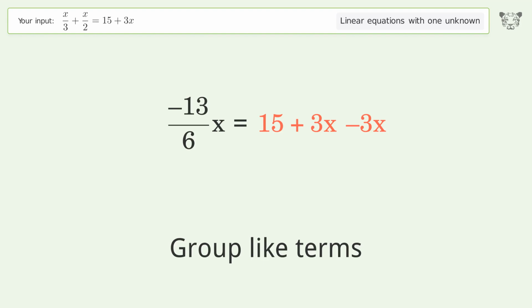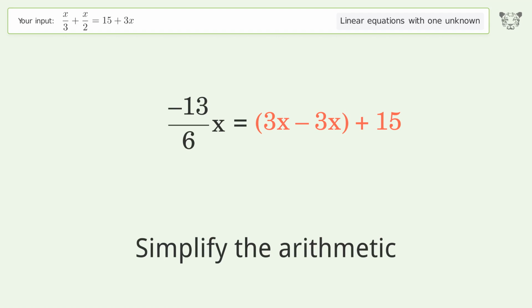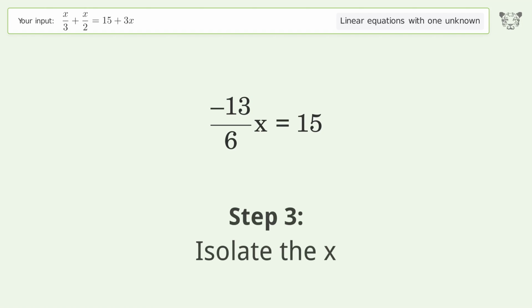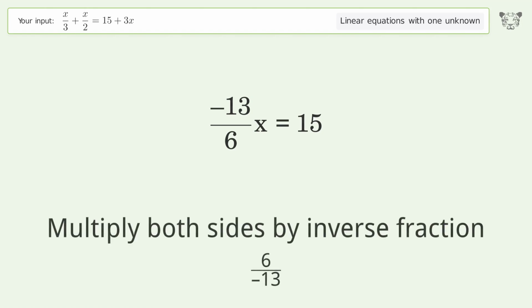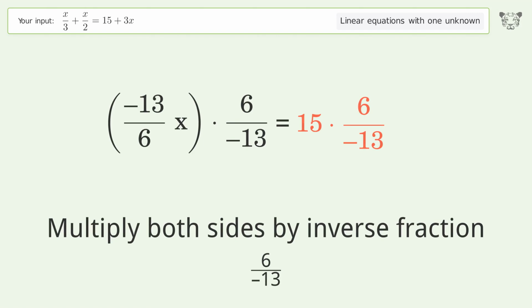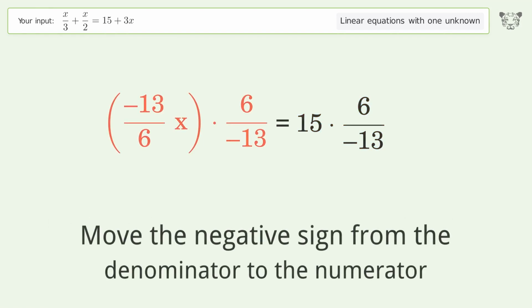Group like terms. Simplify the arithmetic. Isolate the x. Multiply both sides by inverse fraction 6 over negative 13. Move the negative sign from the denominator to the numerator.